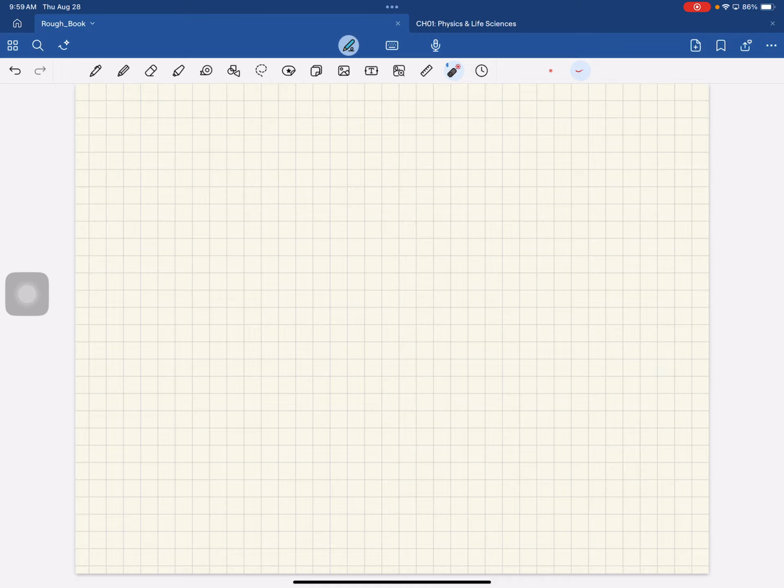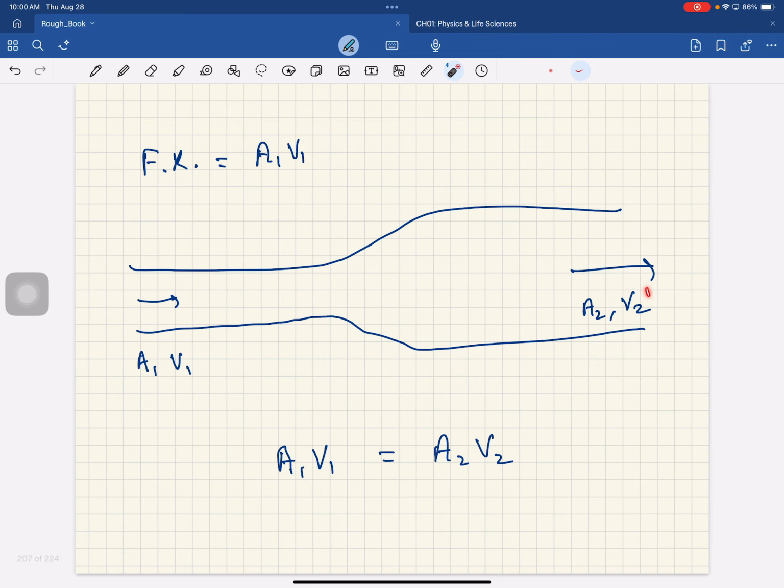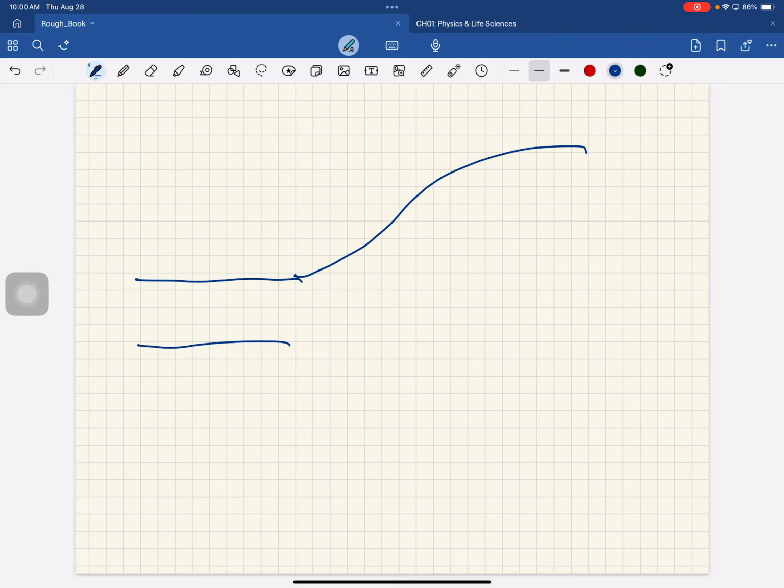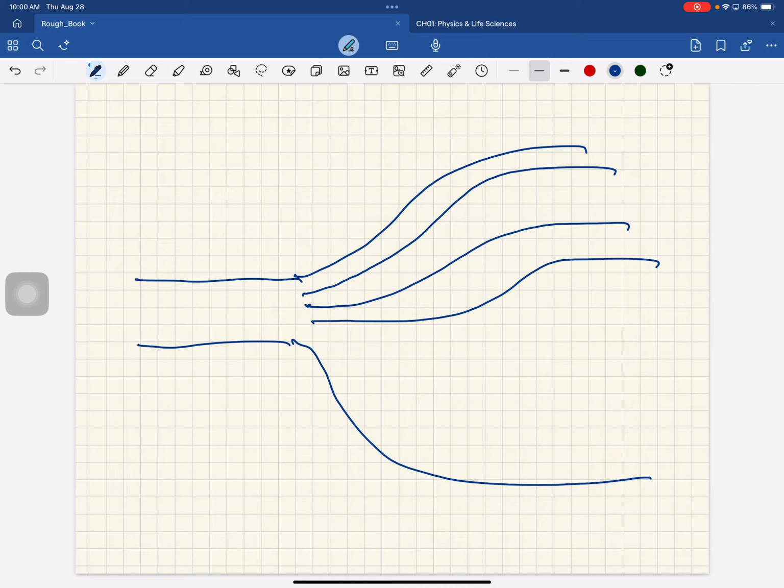All right, so let's figure it out. You just saw that to slow a fluid down, all you have to do is increase the area. So how do we increase the area? So all you do is break it up into capillaries. Billions of capillaries. And the total area is now the sum of all these areas.